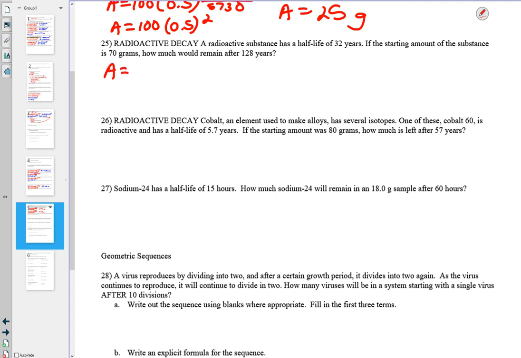Next one, a radioactive substance has a half-life of 32. The starting amount is 70 grams. How much would remain after 128? 128 divided by 32. Is that 4? 4 half-lives? The fourth. Just put that in the calculator. 70 times 0.5 power 4.